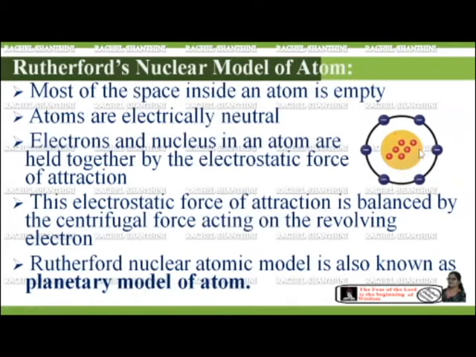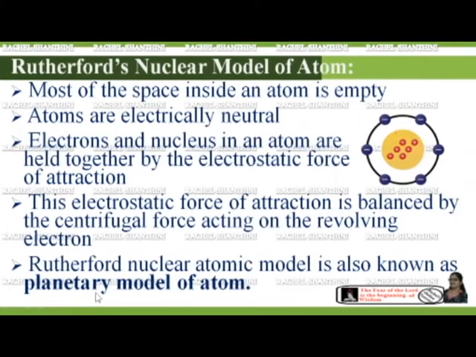The radius of the nucleus is in the order of 10 to the power of minus 15 meters, whereas the radius of the atom is in the order of 10 to the power of minus 10 meters. For example, if we consider the size of a cricket ball represents the size of the nucleus, then the radius of the atom would be about 5 kilometers.